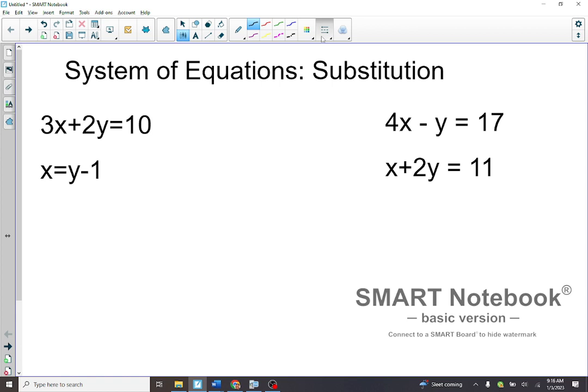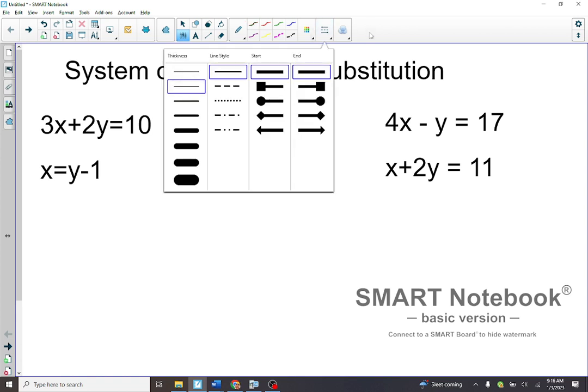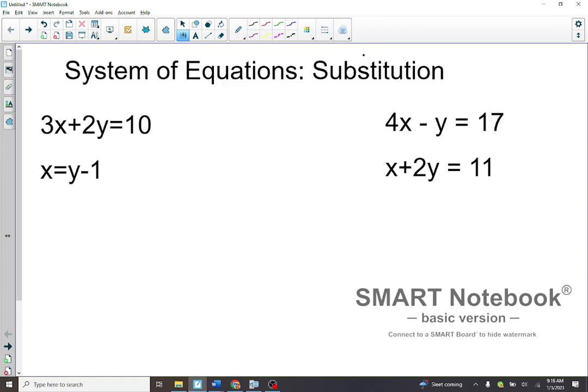So there are going to be 3 types of system of equations. How I'm presenting it to you, I'm going to call the left side level 1 and the right side level 2. The first one is going to be easier, the second one will be harder. But they both use the same method in general.